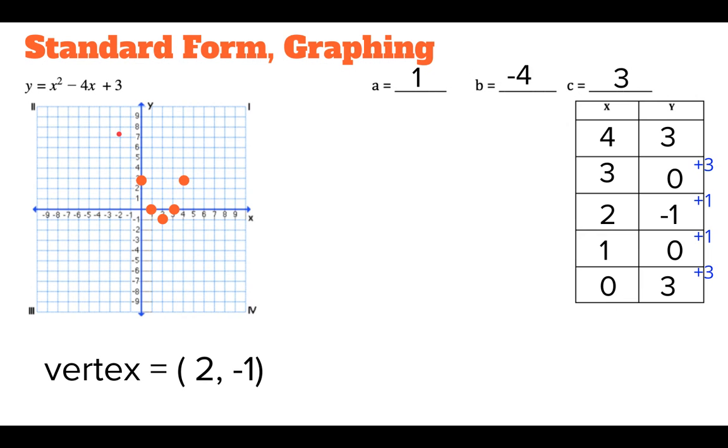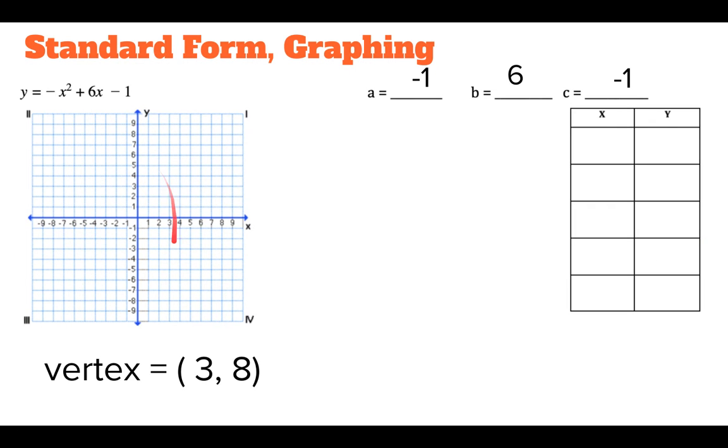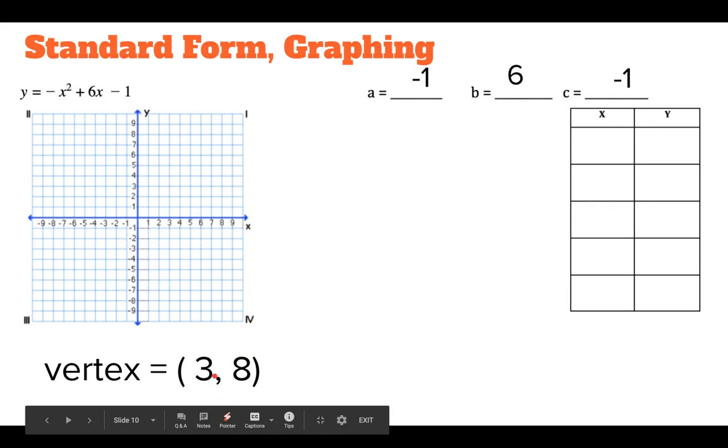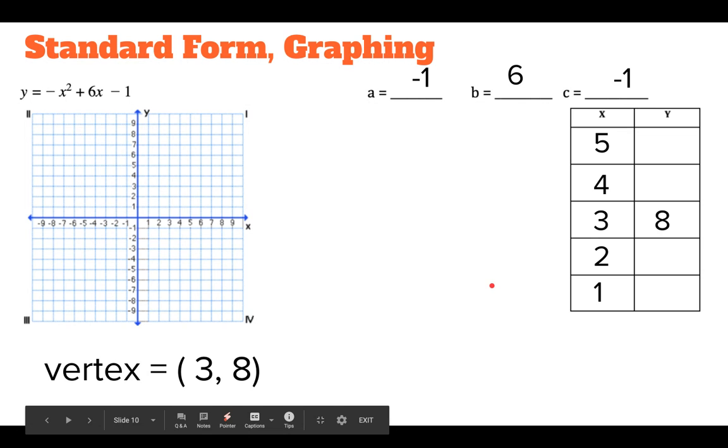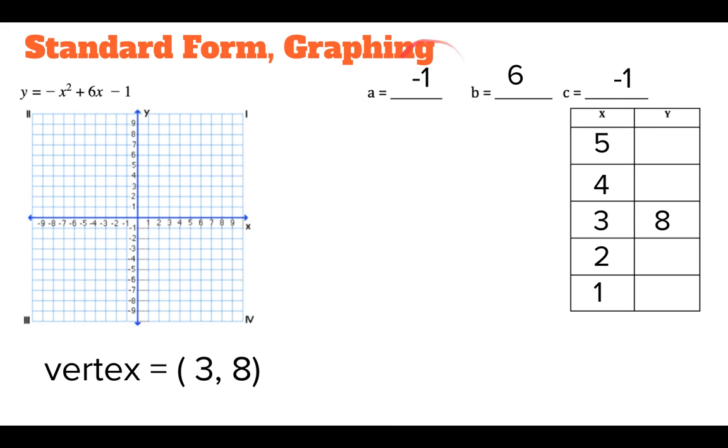In my second equation, again, I calculated the vertex is 3, 8. So I'm going to put that right in the middle. So what I'm going to do is I choose those points. Okay. Now, 2 options here, and I'll show you both options. Now, the A is -1, so the pattern's going to change. So usually it goes up 1 and then up 3. Because this is negative, it's going to go down 1 and then down 3.